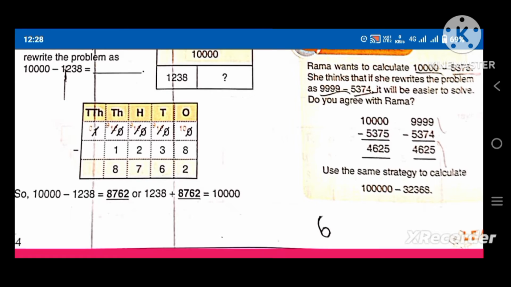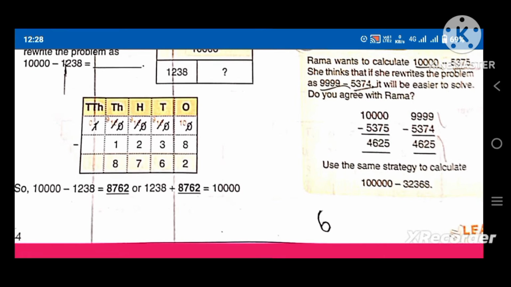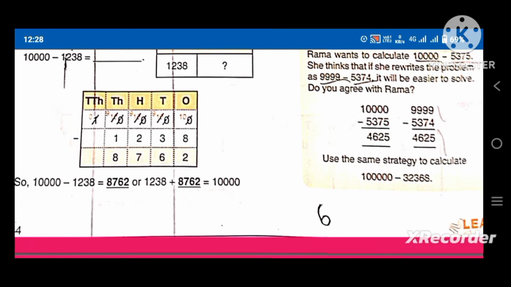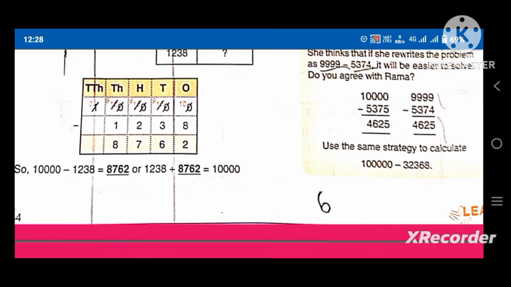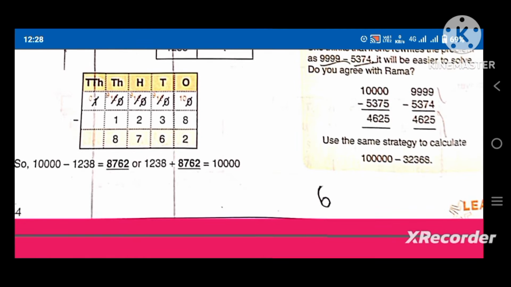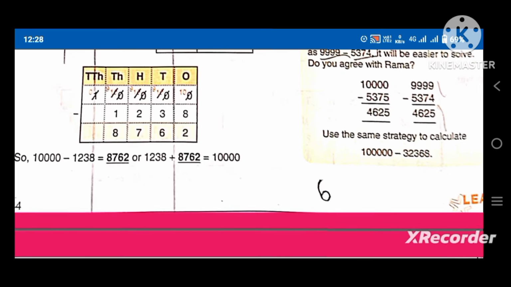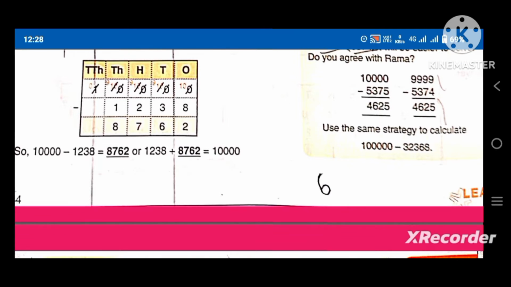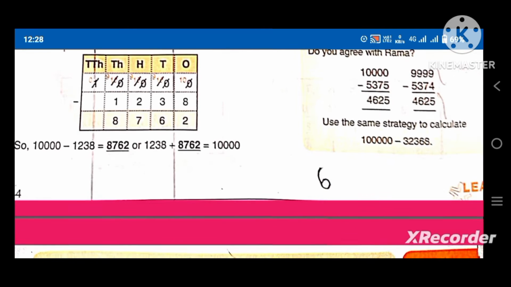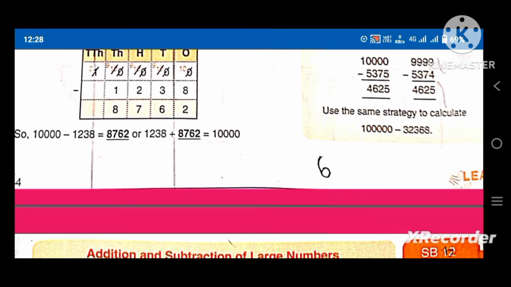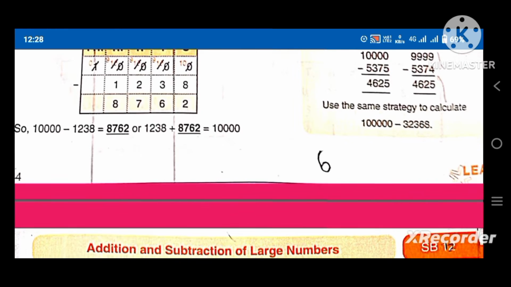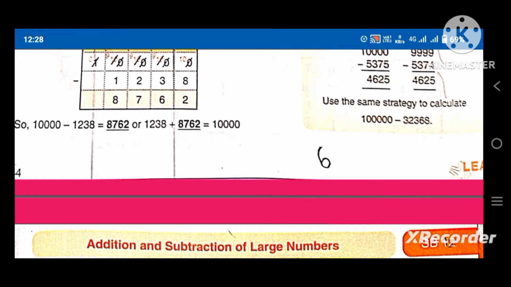Here the digits are put in a place value table and we solve the problem. So 10,000 minus 1,238 is equal to 8,762, or 1,238 plus 8,762 is equal to 10,000.